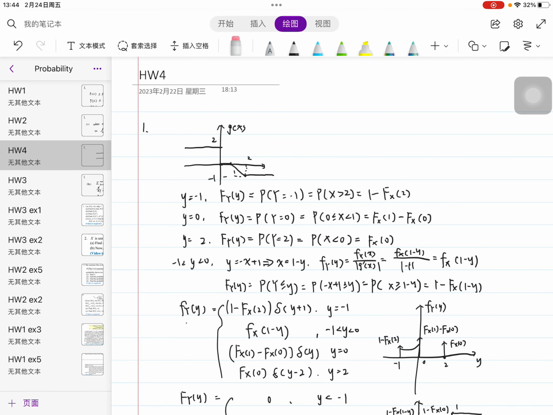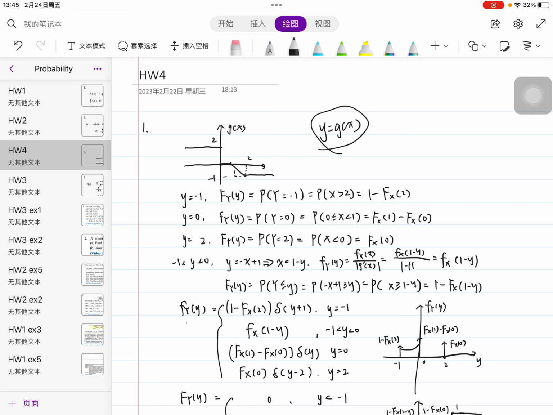Hello, this is Minky for the course Probability and Stochastic Process, homework for exercise 1. For this question, we are going to find and draw the distribution function of random variable Y and its probability density function. We are given Y equals g(X).